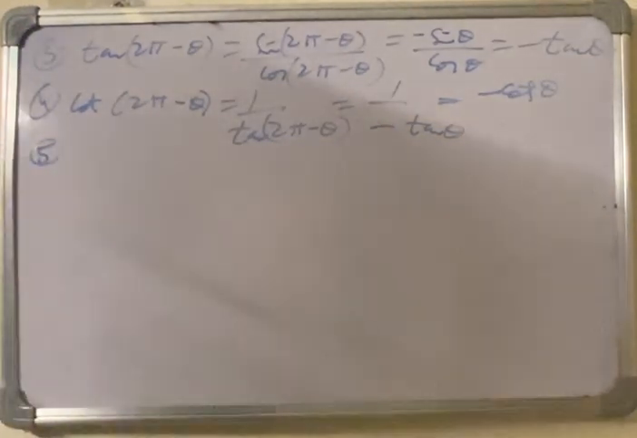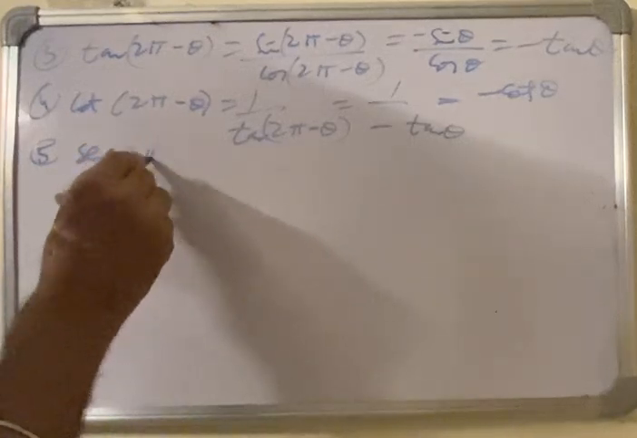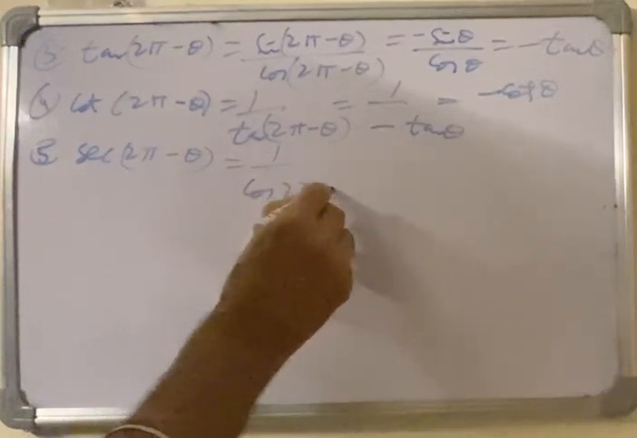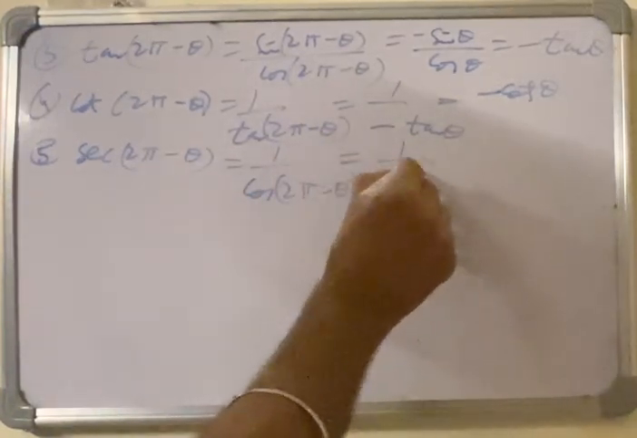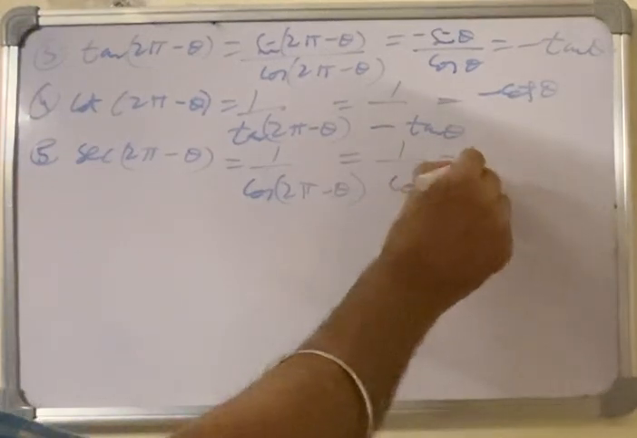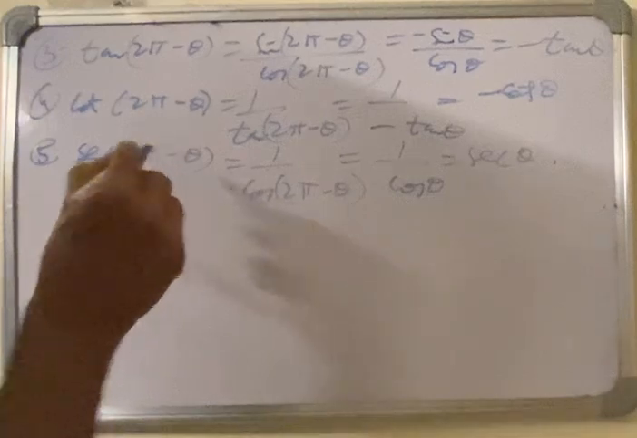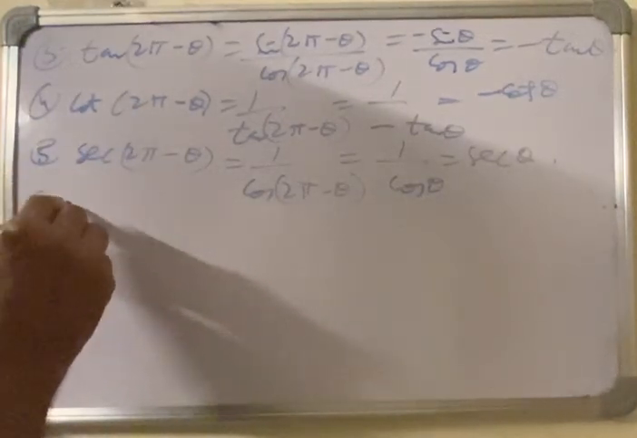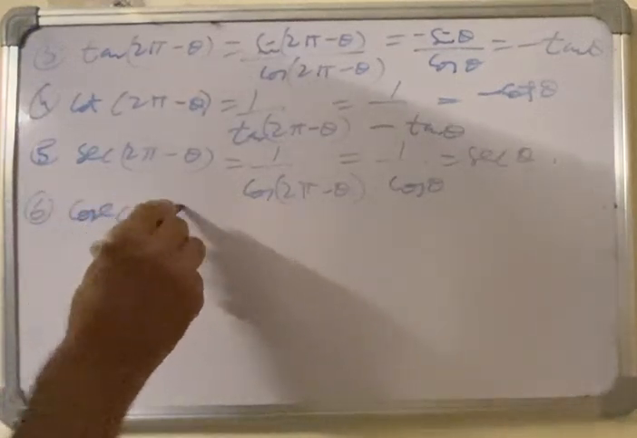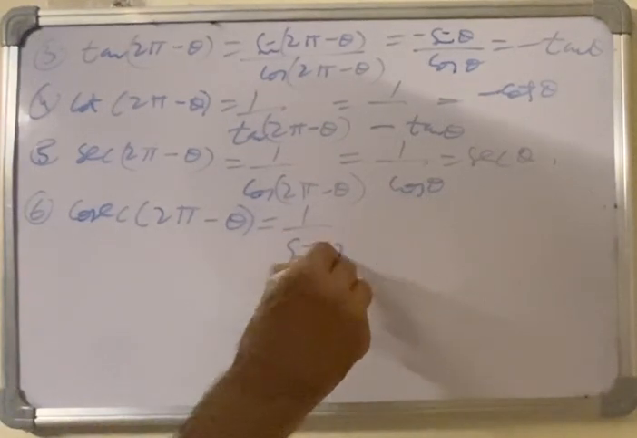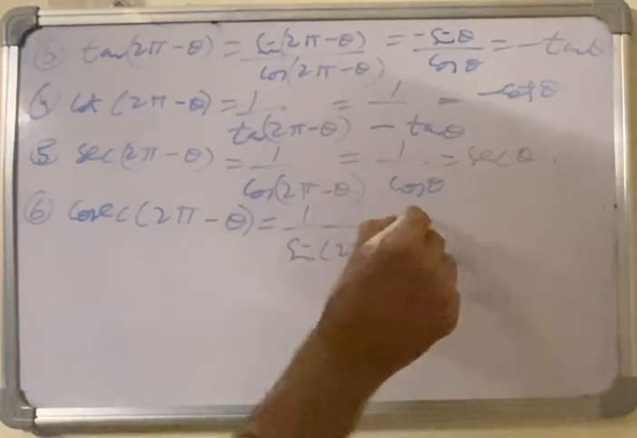Number 5, secant 2 pi minus theta is 1 over cos 2 pi minus theta. 1 over cos theta is equal to secant theta. So secant does not change in case of 2 pi minus theta, it remains secant. And it is positive in case of angle 2 pi minus theta, that is fourth quadrant. Then last is cosecant 2 pi minus theta is 1 over sine 2 pi minus theta.